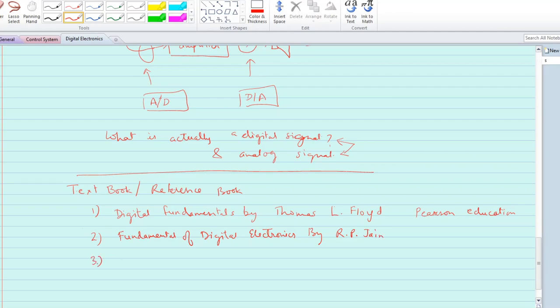Third is Digital Electronics by Morris Mano. Okay, we will follow these three books throughout this semester.